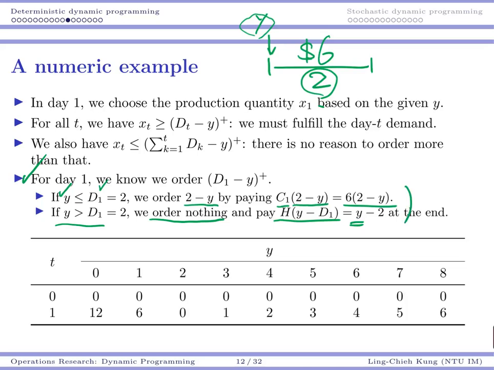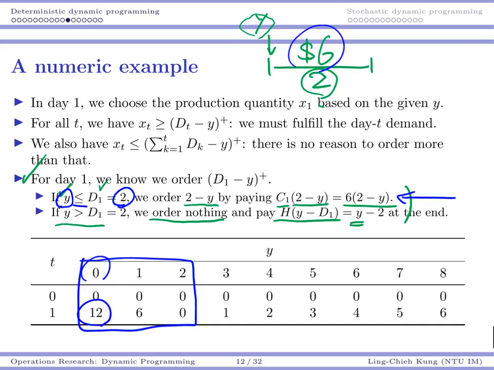So if I collect both of these things, I can fill in numbers for this particular row. How should I do that? For the first case, that's regarding Y less than or equal to 2. If initially I have no units, I need to order 2, and each costs me $6. So if initially I have nothing, I need to pay $12 to get through that period. If initially I have 1 unit, I'm going to pay $6 to get through that period. If initially I have 2, well, that's great. I don't need to pay anything.